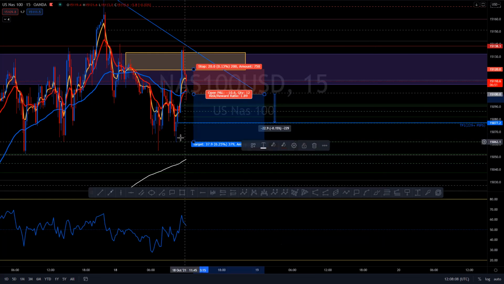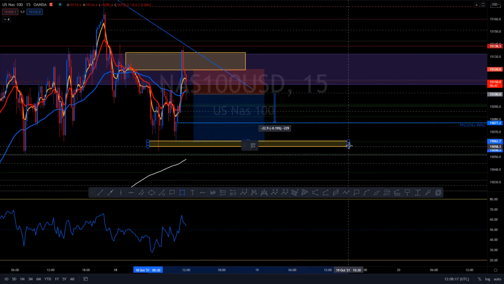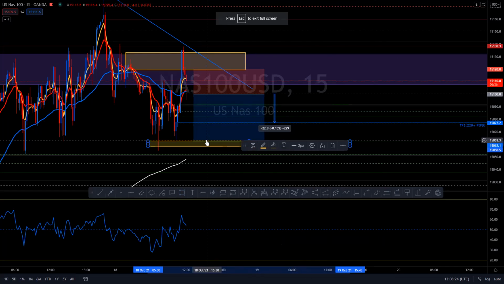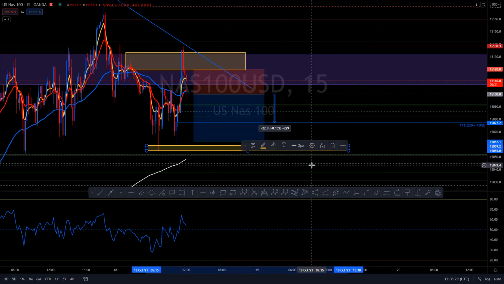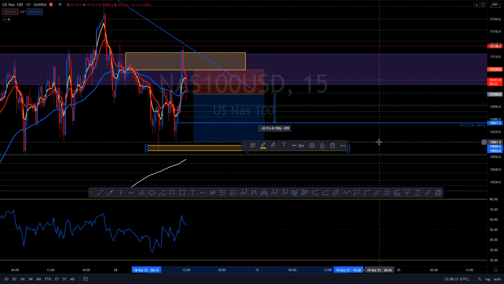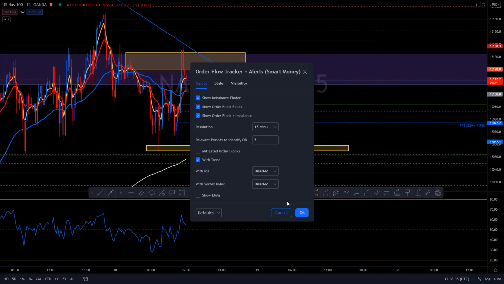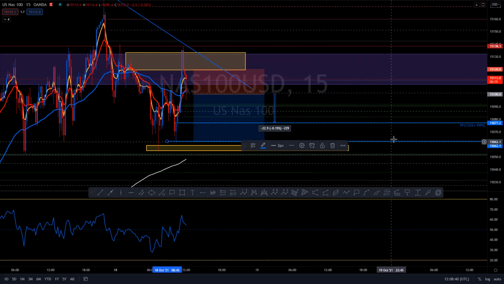Then if price decides to go down to this next wick here, might draw this as a support maybe. Price decide to hit that, then I'll make that as TP2. Let's bring it down a little bit more. It's the order flow tracker, okay. So this is going to be TP2 area.